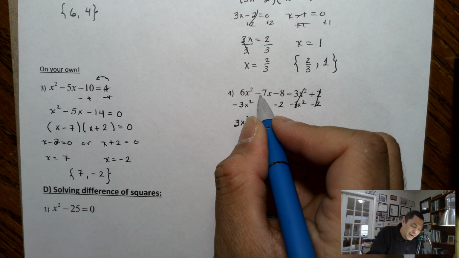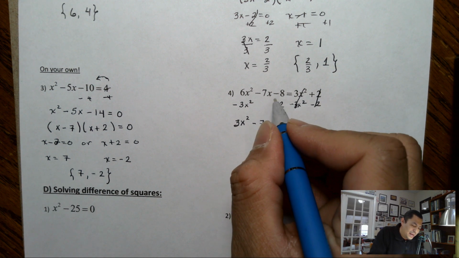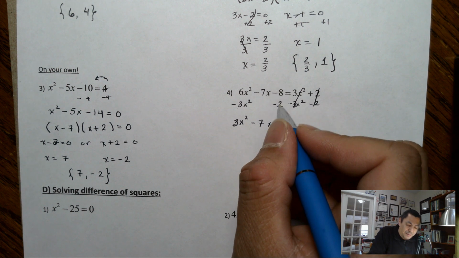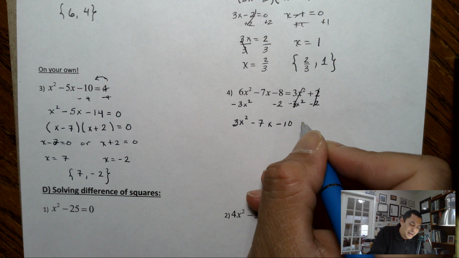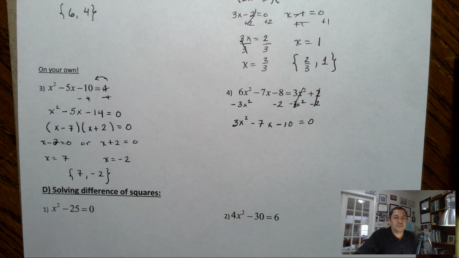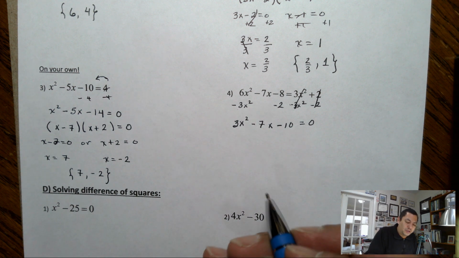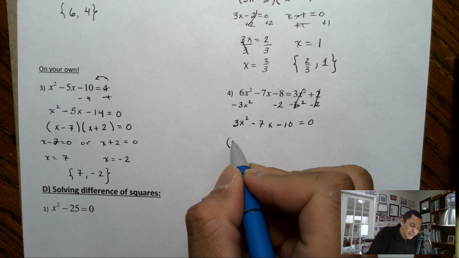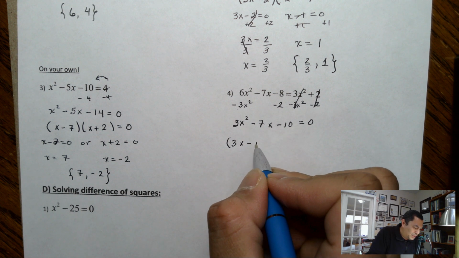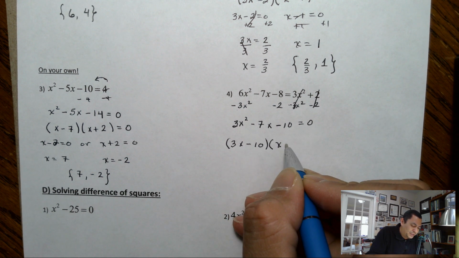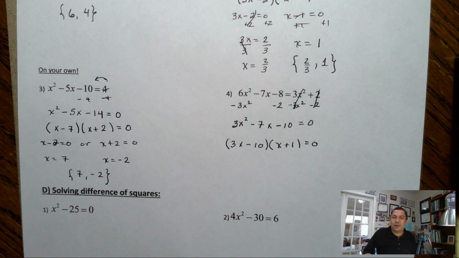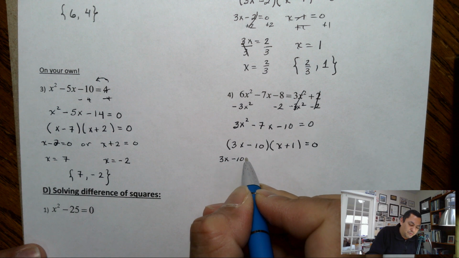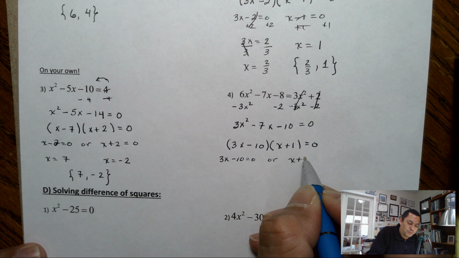X squared minus 7x, and then I have 8 minus 2. Negative 8 minus 2 is equal to negative 10, equals 0. Now we're going to factorize this quadratic function, and we're going to have 3x minus 10 and x plus 1 equals 0. Now we split: 3x minus 10 equals 0 or x plus 1 equals 0.